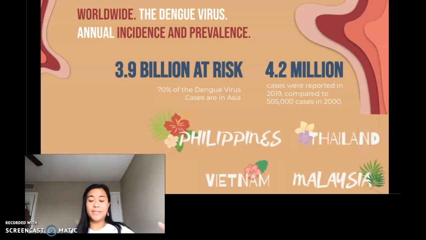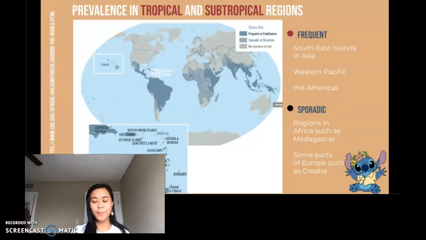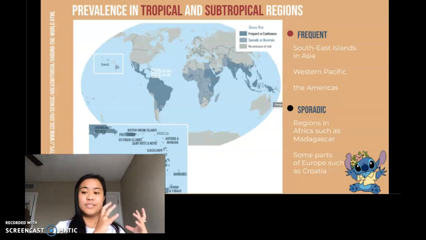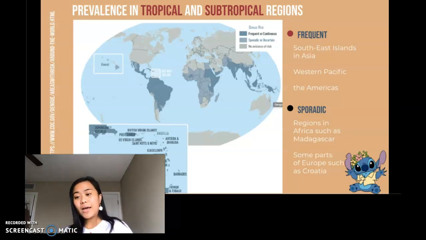Talking about the places in Asia where it's most prevalent, dengue fever is found predominantly in the Philippines, Malaysia, Thailand, and even Vietnam. It's found in tropical and subtropical regions, and this means that it's frequent in Southeast Asian islands, such as those that were listed just a minute ago, and also in the Western Pacific. Some cases have been found in Hawaii and also in the Americas.